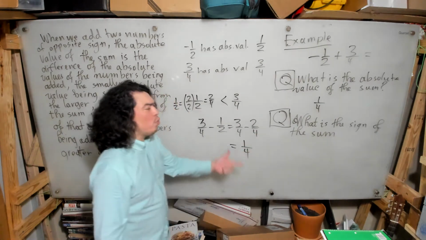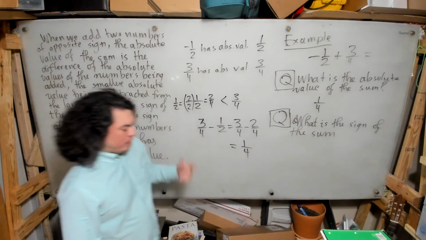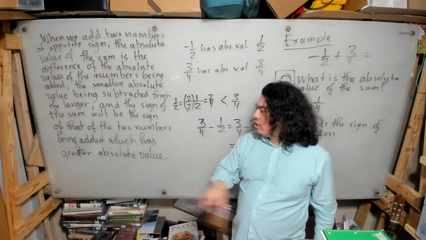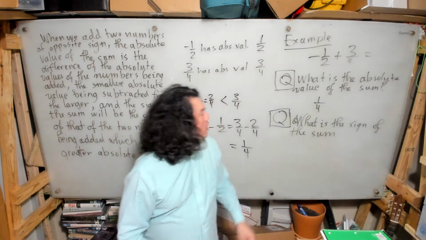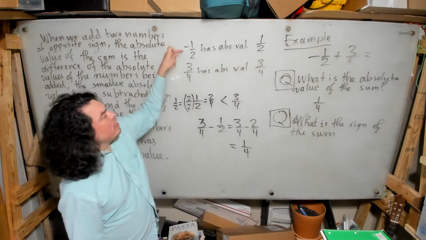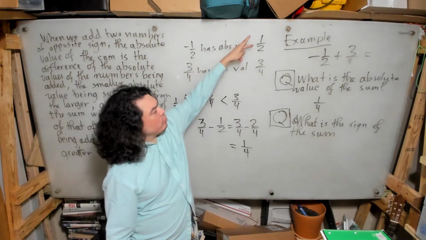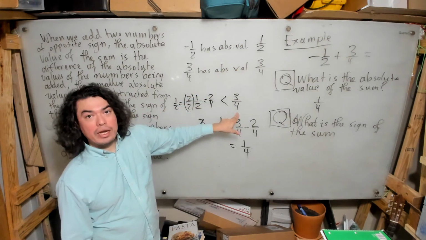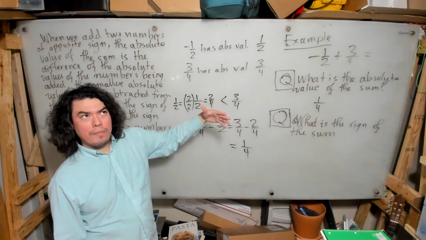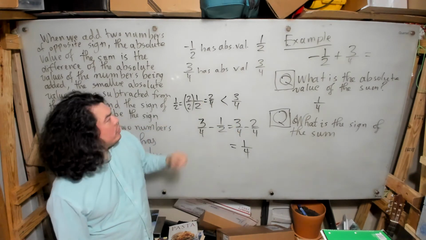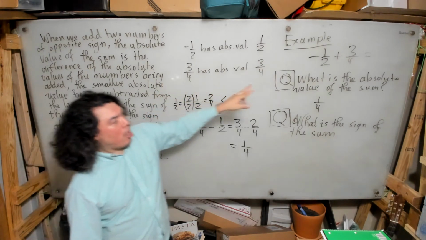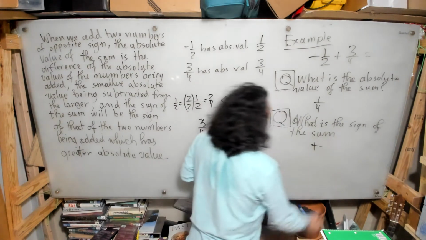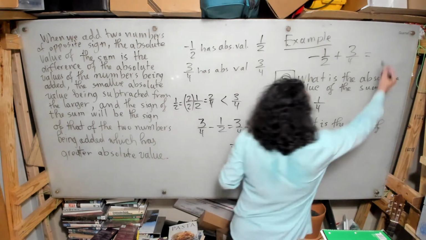And now we need to ask, what is the sign of the sum? The sign of the sum will be the sign of whichever of the two numbers being added has greater absolute value. These two numbers that are being added have absolute values 1/2 and 3/4 respectively. We saw that 3/4 is the greater of the absolute values, and it corresponds to the positive of the two numbers being added, and so the sign of the sum will be positive. So I can write the solution here as 1/4.